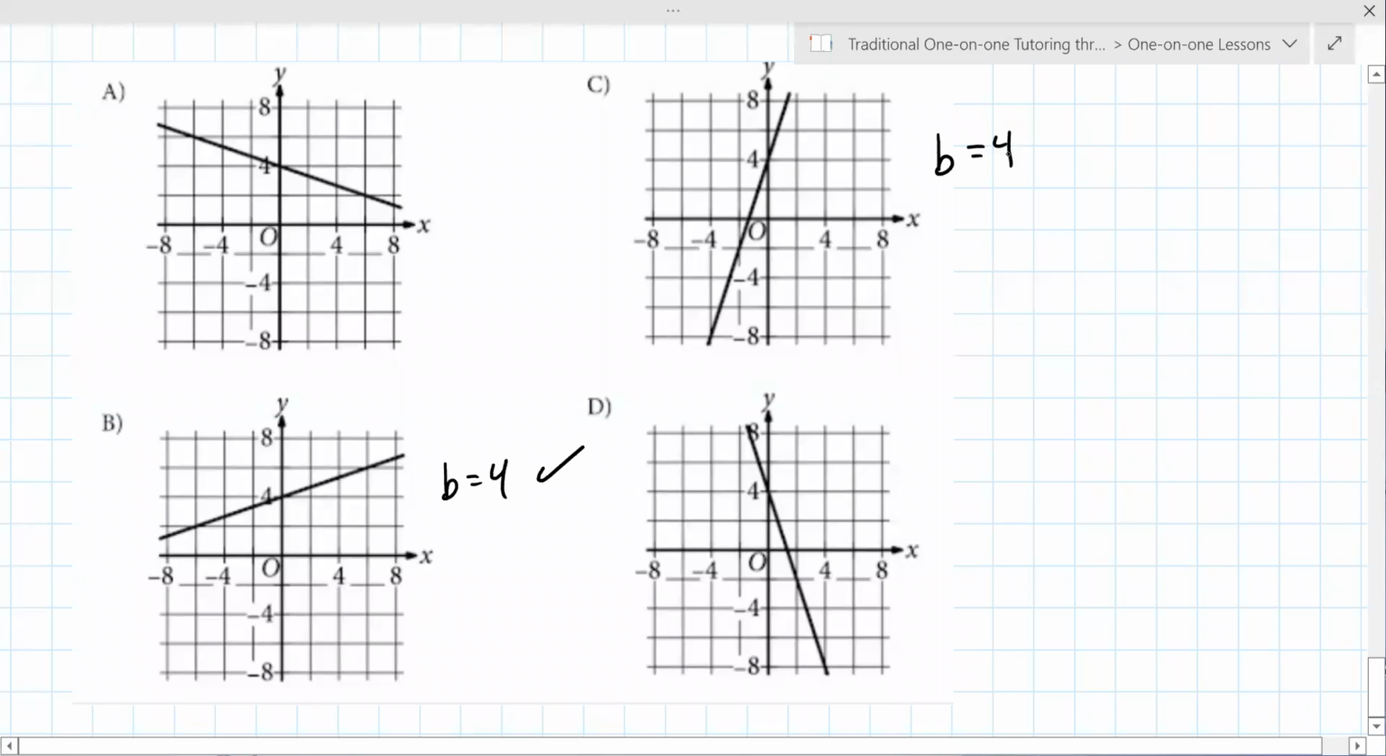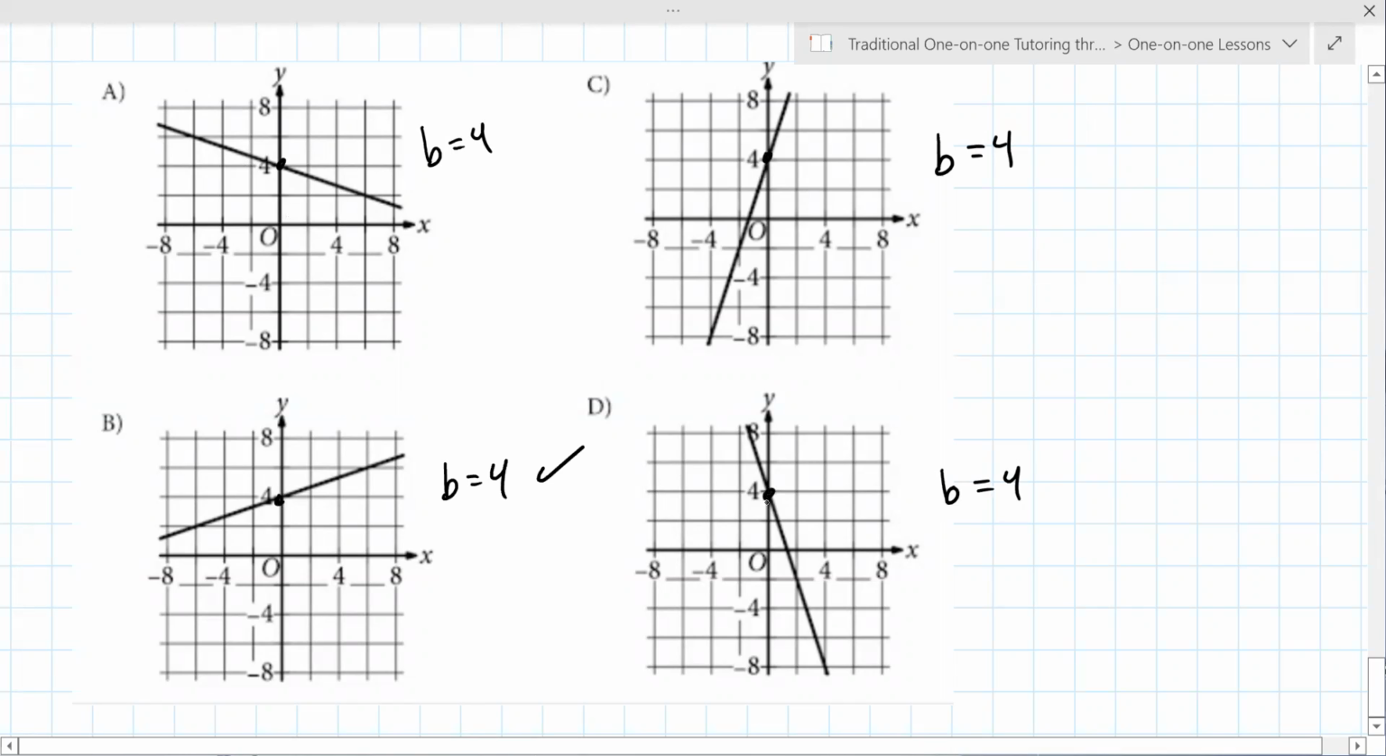Yes, but it doesn't show the C. It needs to become the positive C. In fact, D also has a B value of 4. Yes, but it doesn't have a positive one too. So, and so does A. So they actually all have a B value of 4, which is kind of interesting.